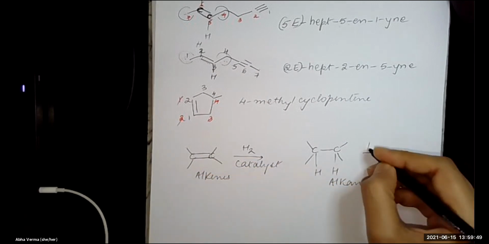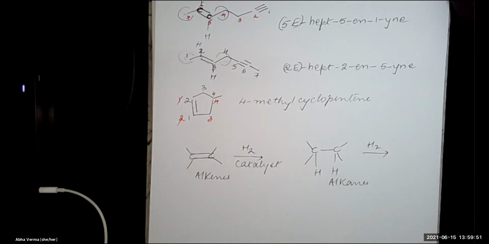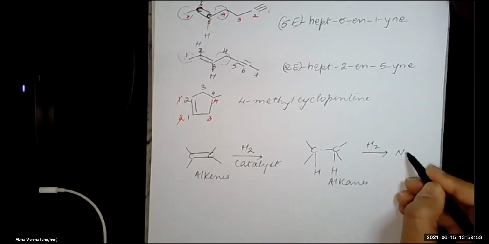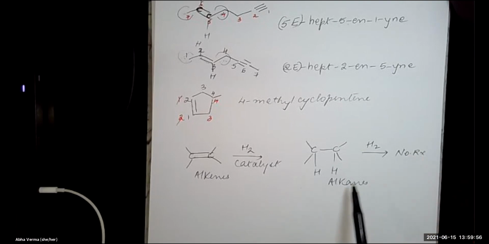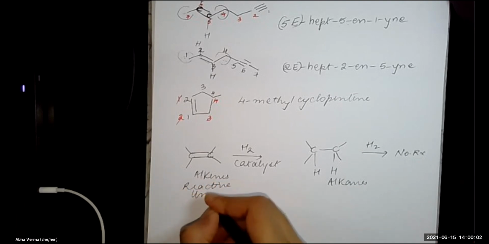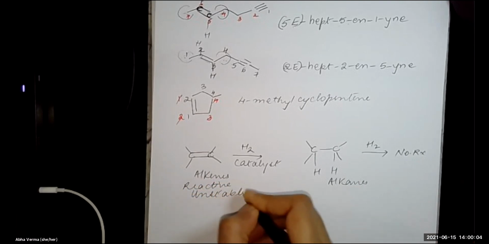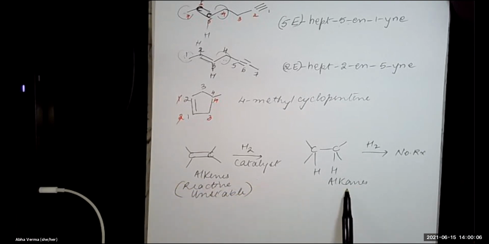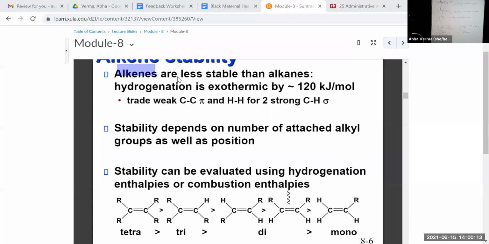What if I add hydrogen gas here? Will anything happen? No reaction. So if you compare alkanes and alkenes, who is more reactive? This is more reactive. This is more unstable than alkanes. So that is the whole point of this particular part here, that alkenes are less stable than alkanes because the hydrogenation is exothermic.